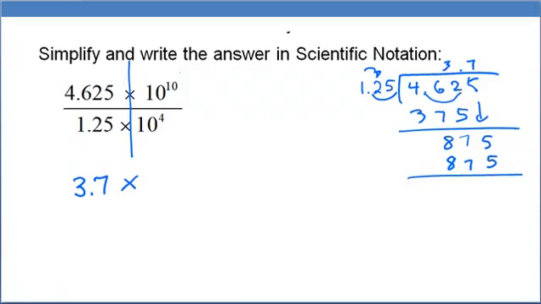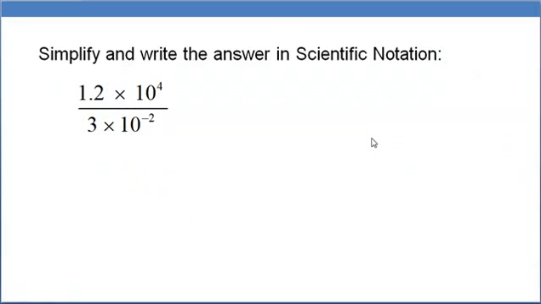times, for my powers of 10, when they are as a fraction, keep the base and subtract. So 10 minus 4 will give me 6. And our answer is in scientific notation, so we stop. We'll look at one more division problem. So first of all, I would just look at the numbers to divide. So I'm going to do 3 into 1.2. No decimal in the divisor, goes straight up.